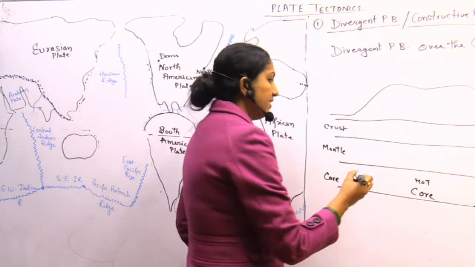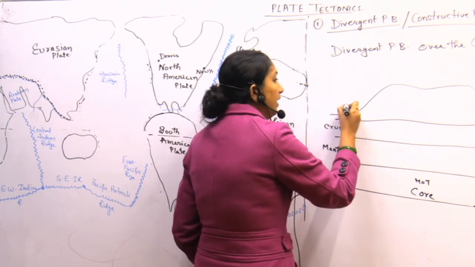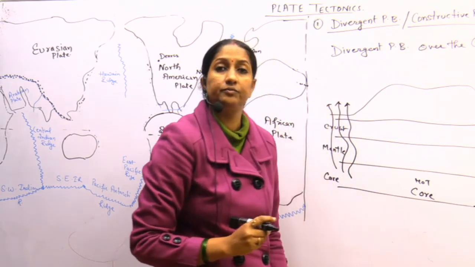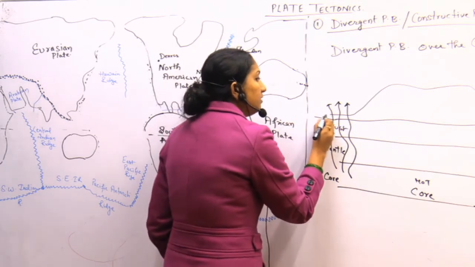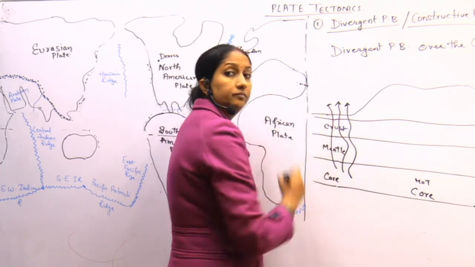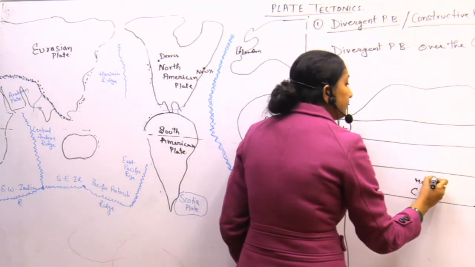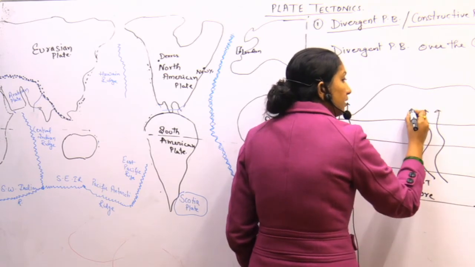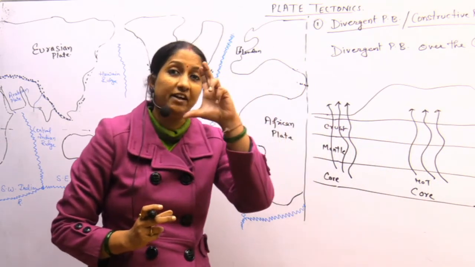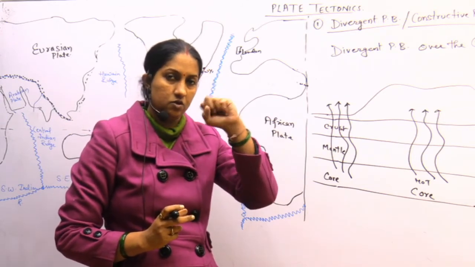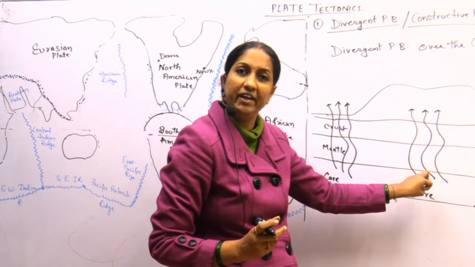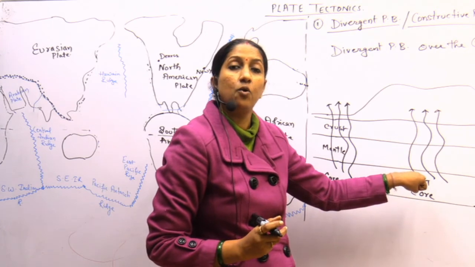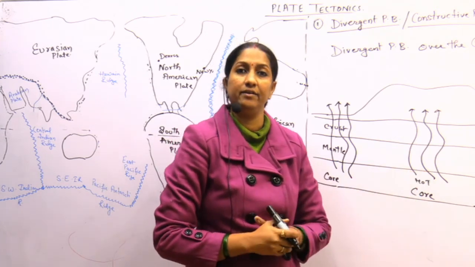It will be easier to lose heat through the oceanic crust, because oceanic crust is very thin. But it will be difficult to lose heat below the continents. Why? Because continental crust is very thick. So what happens? Heat is accumulating here, and since heat is accumulating here, hot spots will be created here.